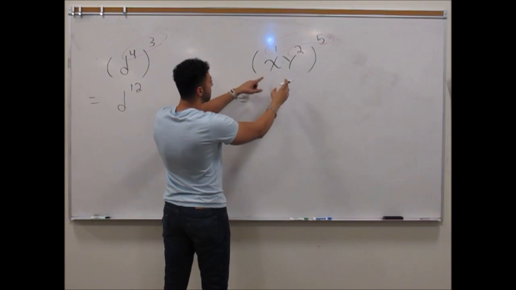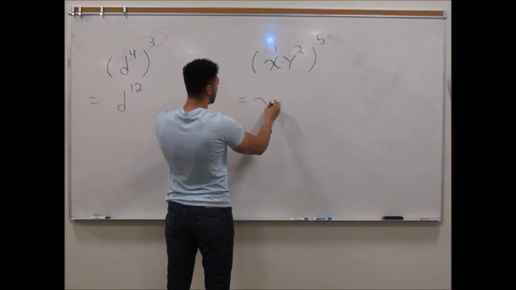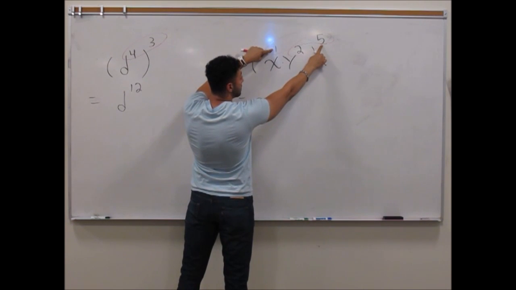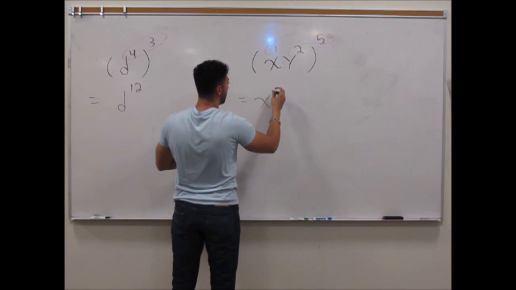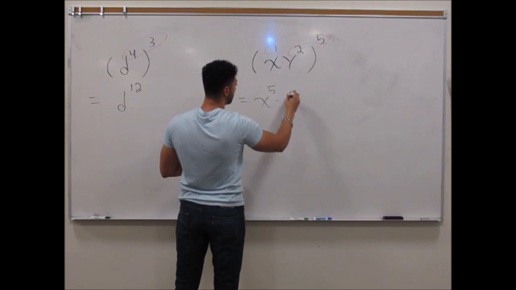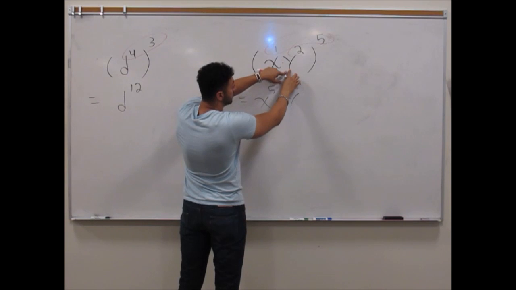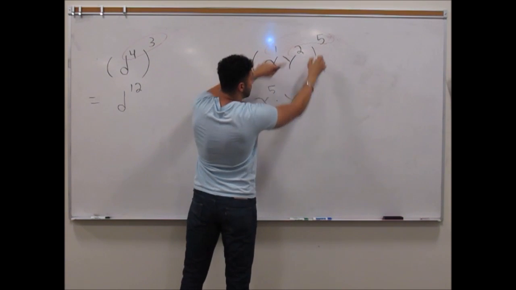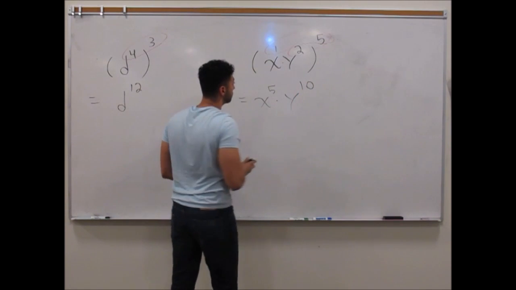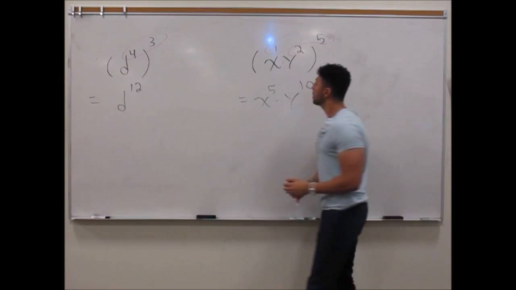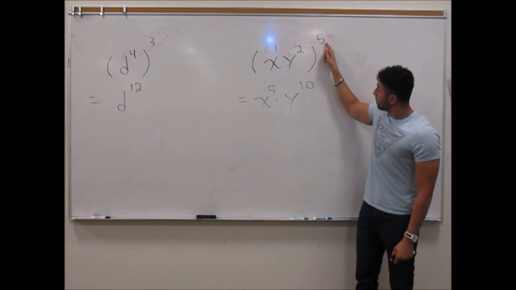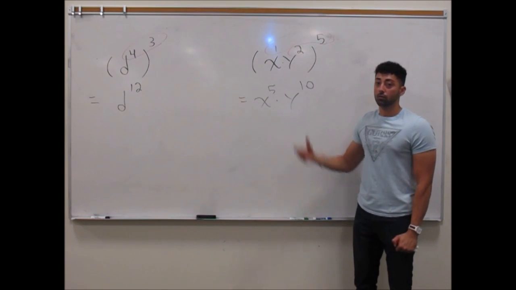So what's going to happen is we have this x here, right? So this power is going to get multiplied with the power that it has. So 5 times 1 is going to be 5. And then for the y, we're just going to multiply its power to the power that we're raising it to. So 2 times 5 would be 10. So it's really not different if the power outside has to get multiplied into different exponents.